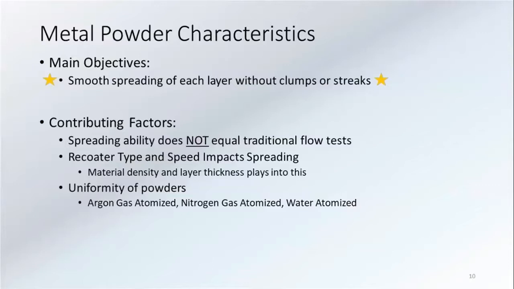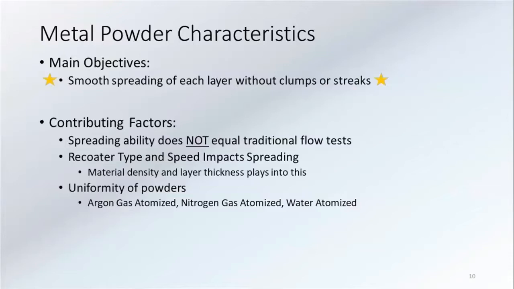Uniformity of the powders really is the best leading factor into how well it spreads. So powders are typically argon gas atomized, nitrogen gas atomized, or water atomized. The best one by far for industry tends to be the argon gas atomized. It gives nice spherical particles. Nitrogen is second to that, but again, the nitrogen can affect the metal depending on what type of material you're working with. Water atomized powder tends to be a lot rougher. It tends to have jagged edges. It's not nearly as uniform. And while it packs really well, it doesn't spread really well.